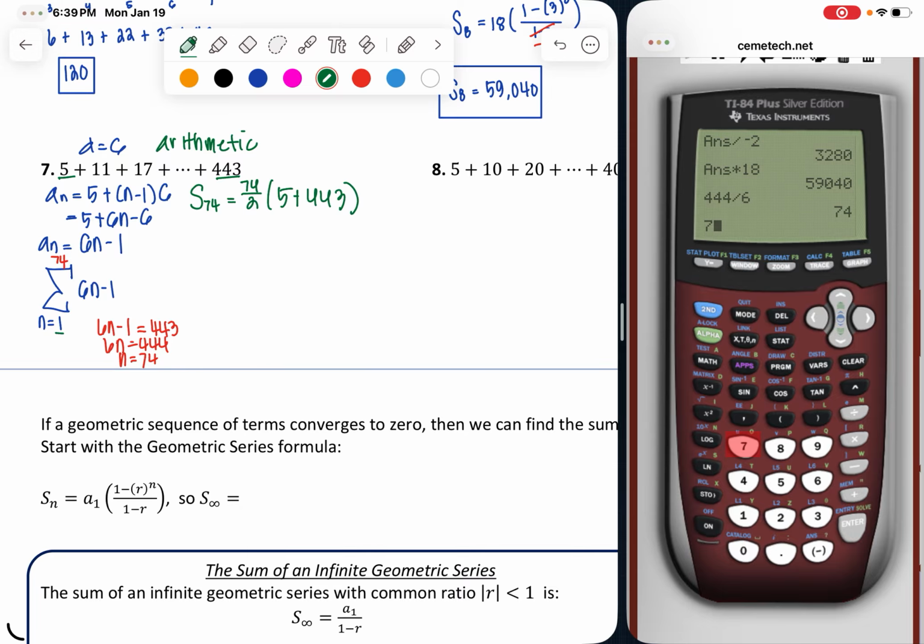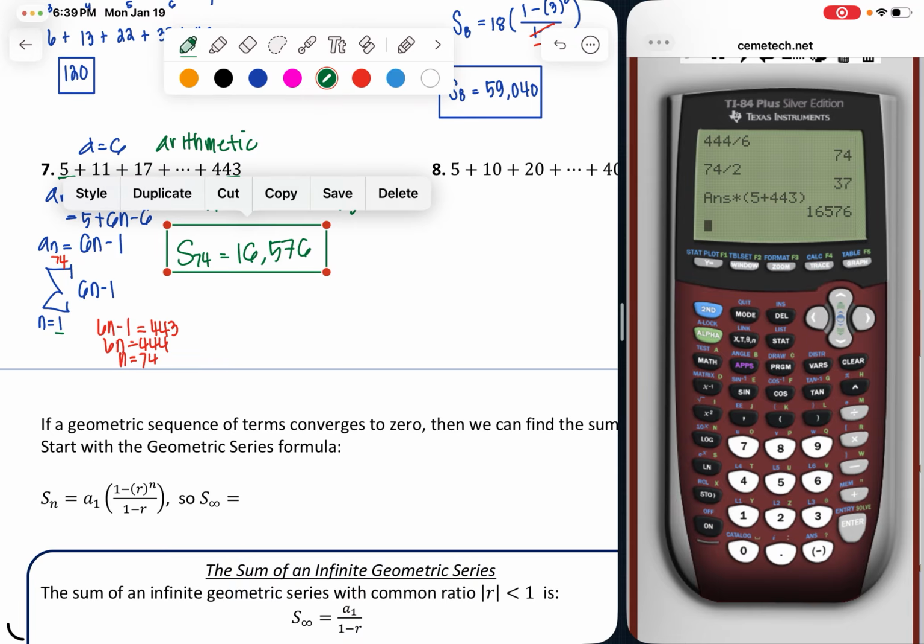Okay, so now I'm going to do 74 divided by 2, which is 37. And then 37 times 5 plus 443. And you get 16,576. So the sum of those 74 terms is 16,576.